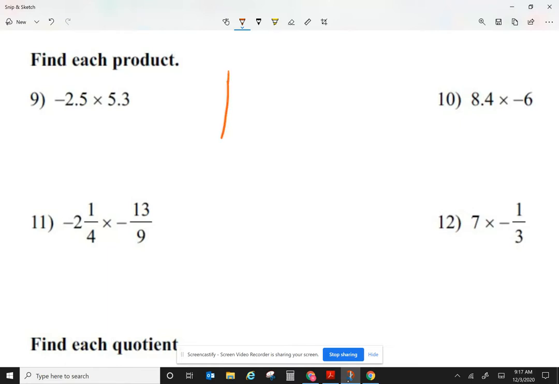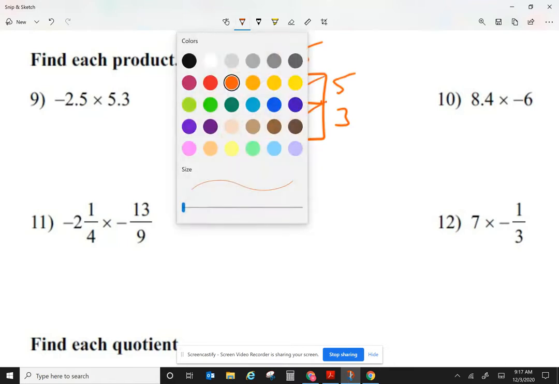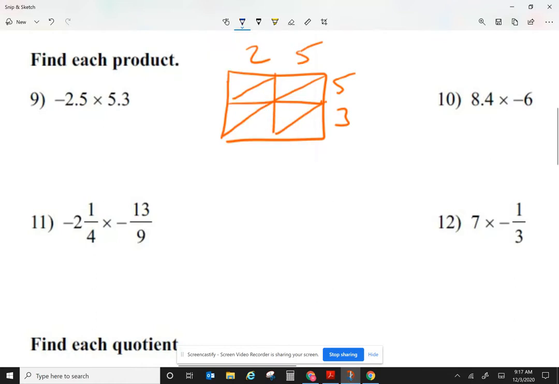So let me create a 2 by 2 box. I'm going to go 25 times 53. Let me cut each of my squares in half. So for each of my squares, I multiply the number on the top times the number at the side. So my first square, it says 2 times 5. That's 10. Then 5 times 5, that gives me 25. 2 times 3, that gives me 6. And 5 times 3, that gives me 15.